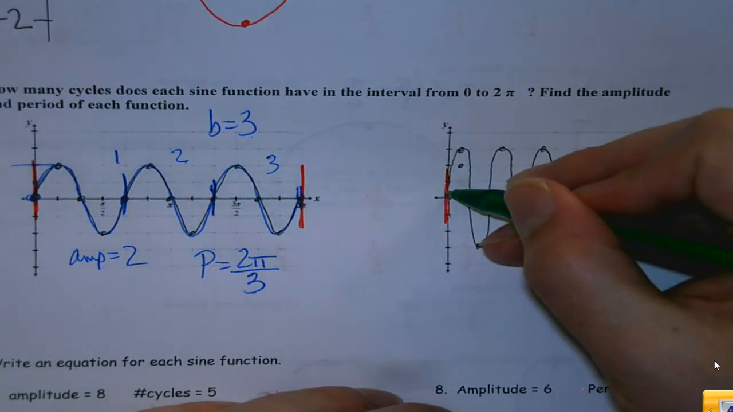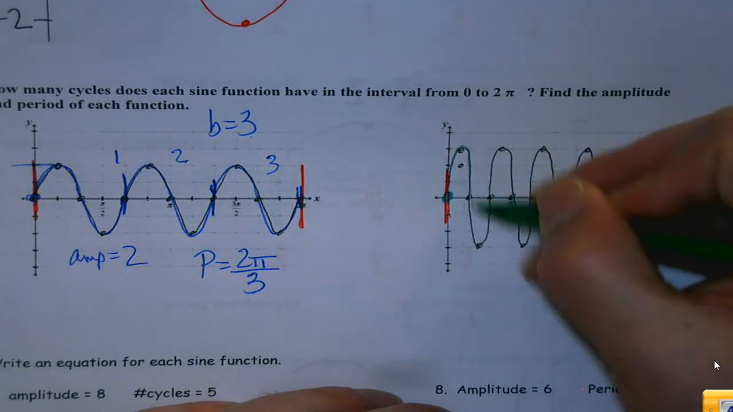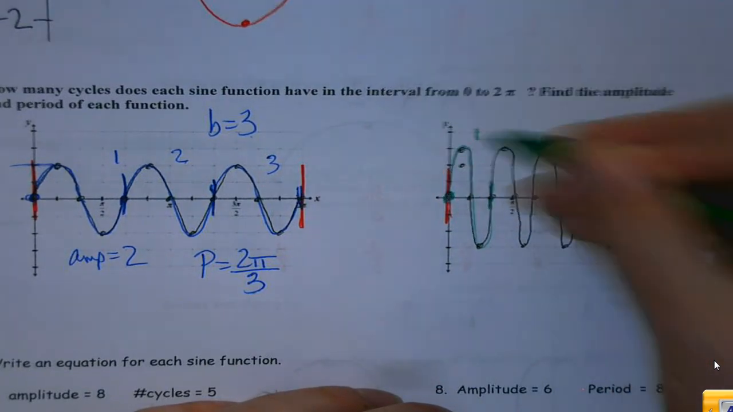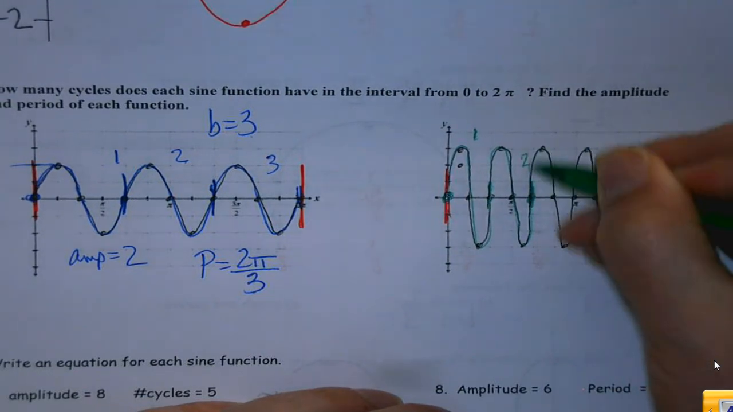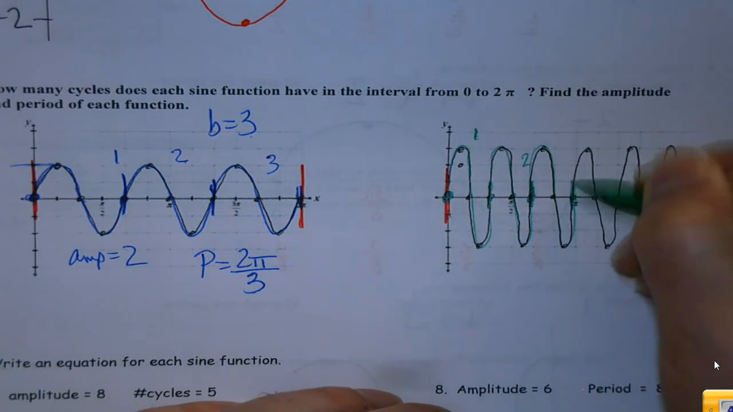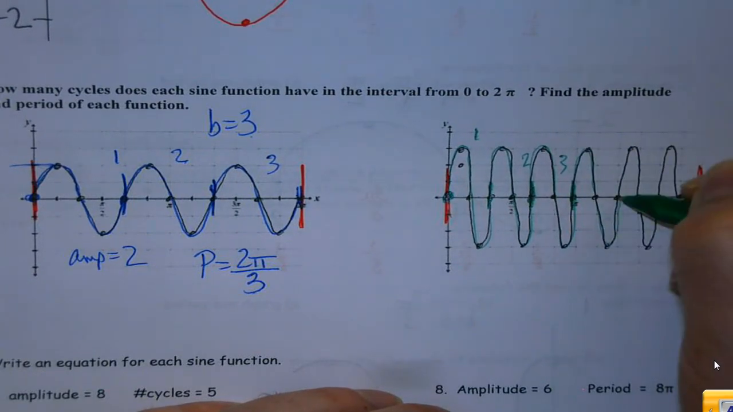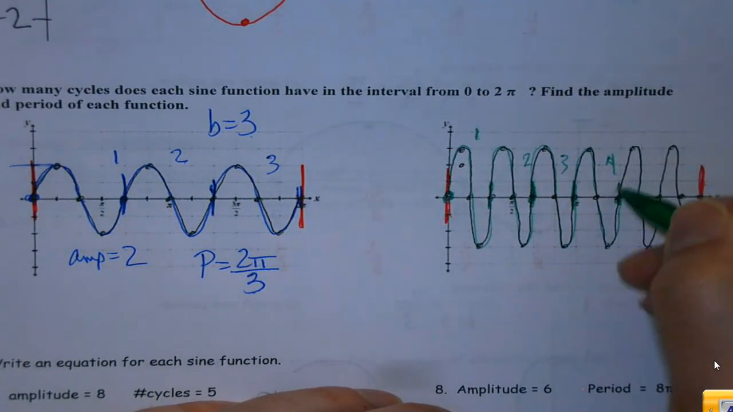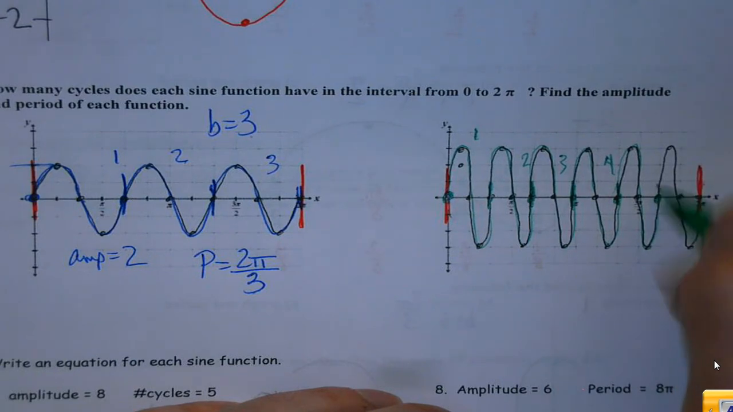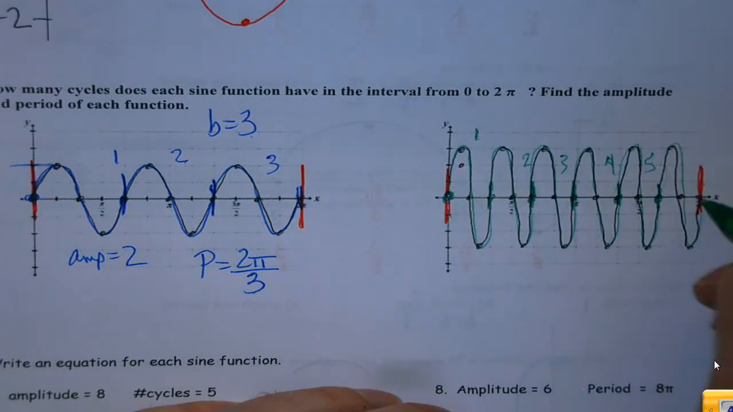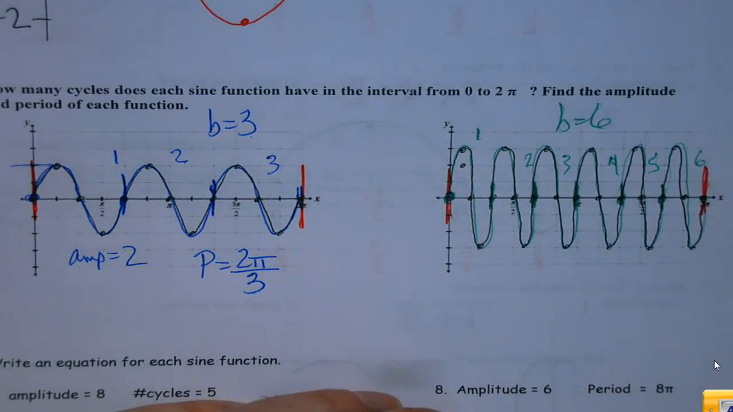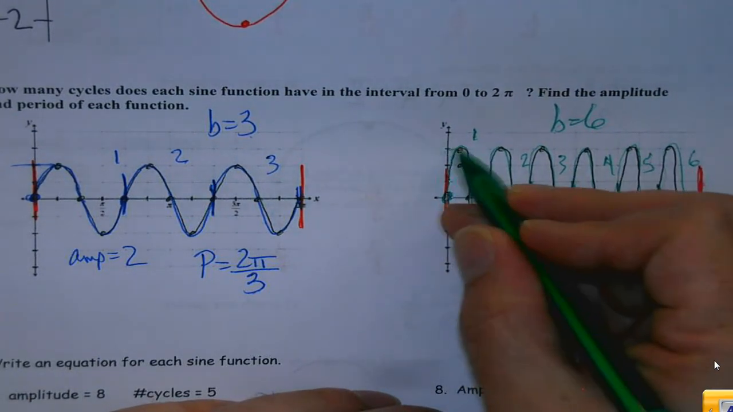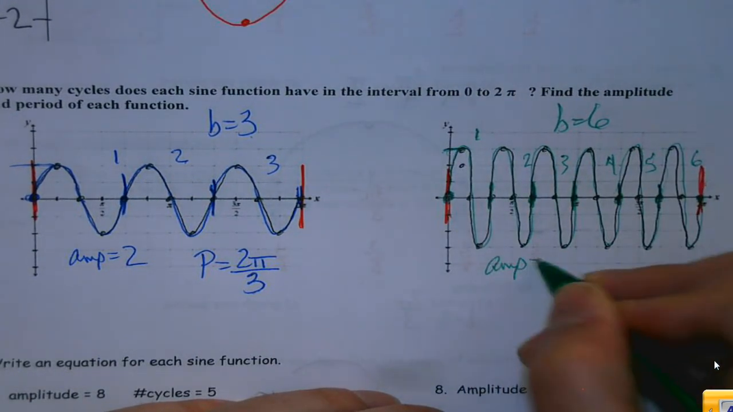So I look, I'm like, okay, sine. So here's my start. Okay, there's 1. There's 2. And 3. 4. 5. And 6. So there's 6 cycles. Then everything else is just kind of my counting. So 1, 2. My maximum looks like it's at 3.